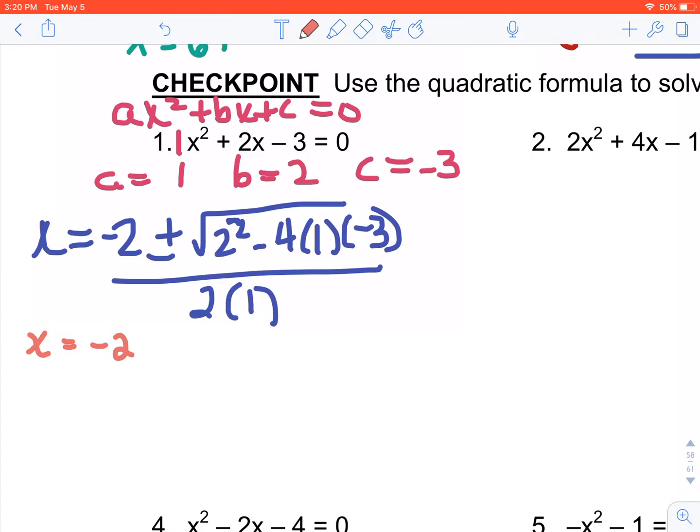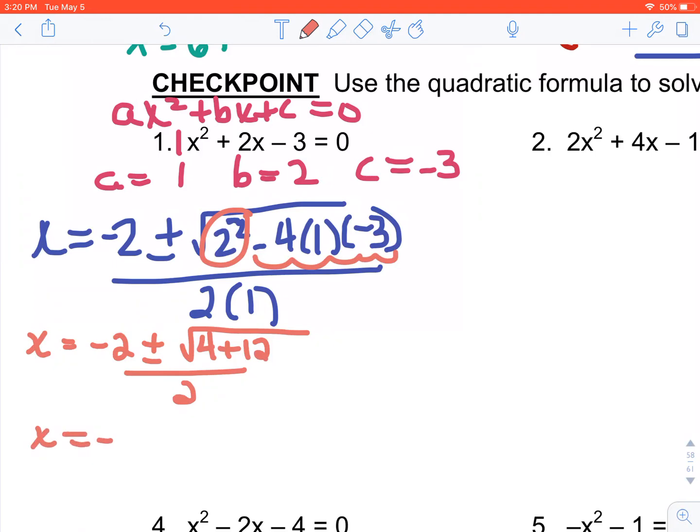All right, so now working through, we have a negative 2 plus or minus square root. We're doing the squared part first, multiplying those three numbers. And negative 4 times 1 is negative 4, times negative 3. So we have a positive 12. And then we're dividing that by 2. All right, continuing to simplify. We have negative 2 plus or minus. Now I'm doing that number in the square root, adding them together. That gets 16, and then divided by 2.